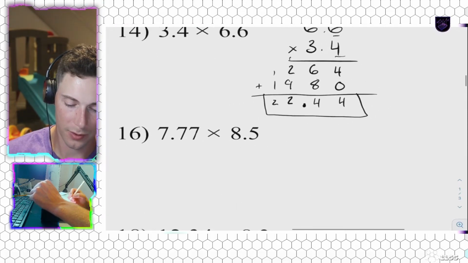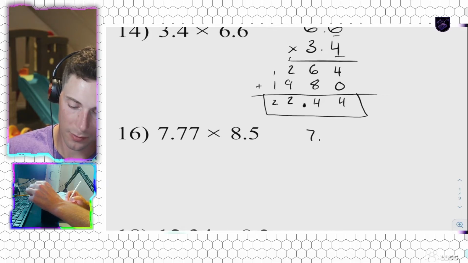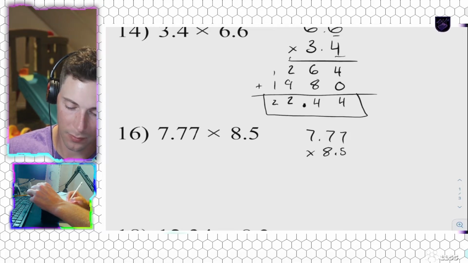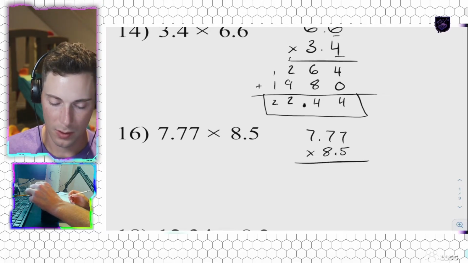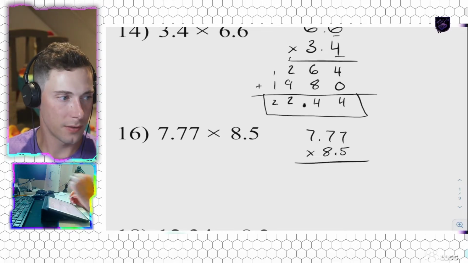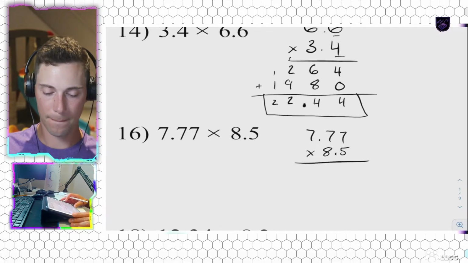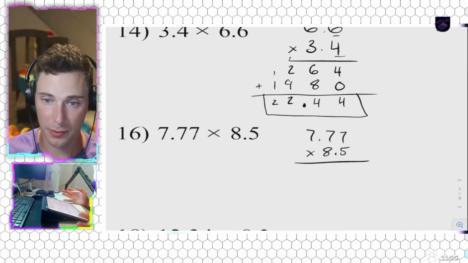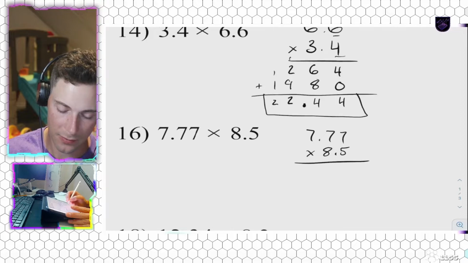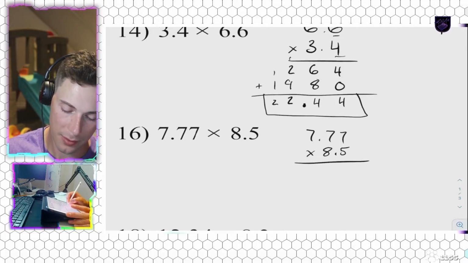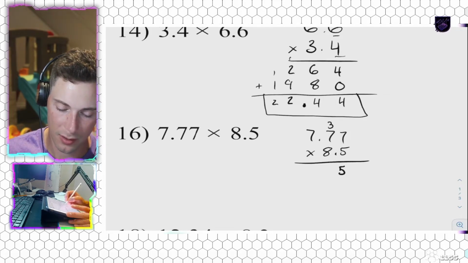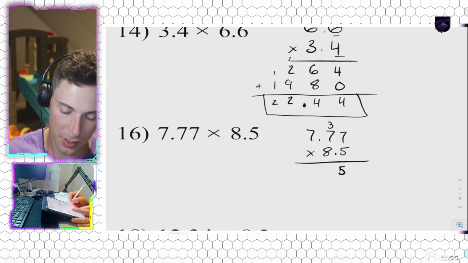Question number 16. 8.5 times 7.77. 7.77 times 8.5. All right, so this one is 5 times table and 8 times table. 5 times 7 is 35. We're going to write our 5, carry our 3. 5 times 7 again. It's going to be 35 plus 3. It's going to be 8, carry the 3. And again, 38.